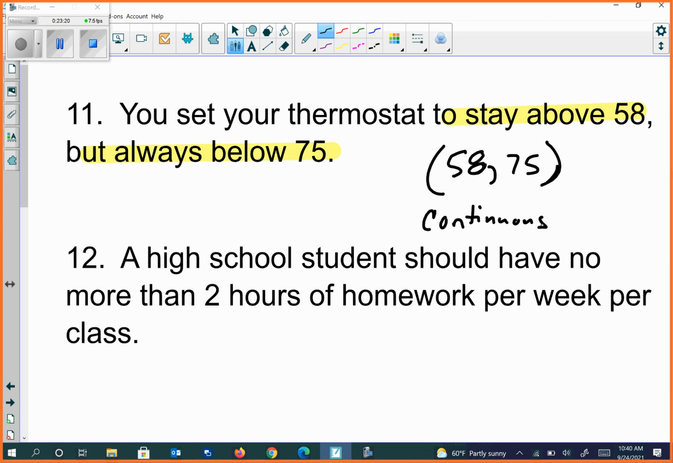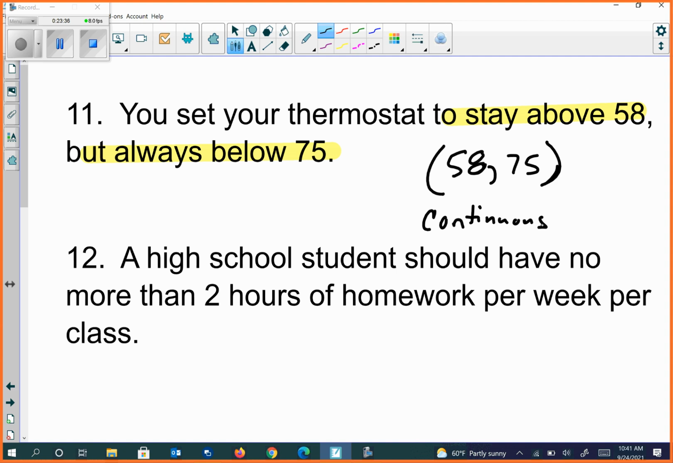Okay? But that's hard to think about because, again, your thermometer only reads whole numbers. But it doesn't magically just jump. So there's all those decimals in between numbers to make it continuous.